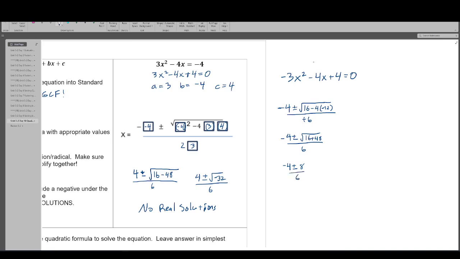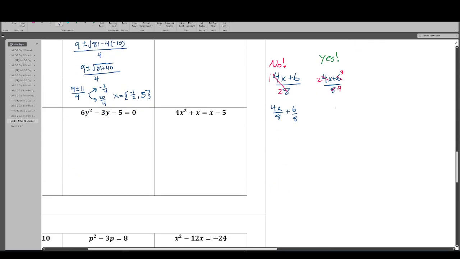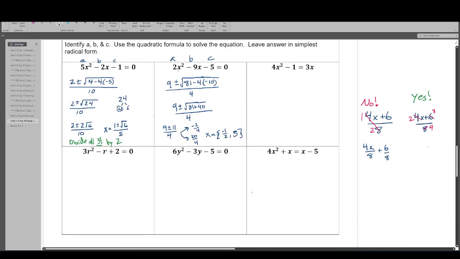That means our two answers are negative 4 minus 8 over 6, or negative 4 plus 8 over 6, which simplifies to negative 2 or positive 2/3. But yeah, that's way more work and way more chances to make mistakes than if we had just factored it. That pretty much covers quadratic formula.